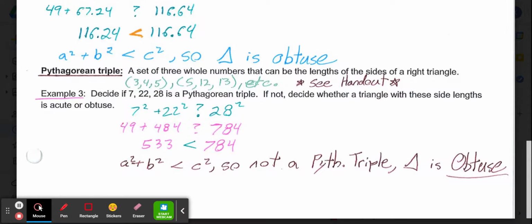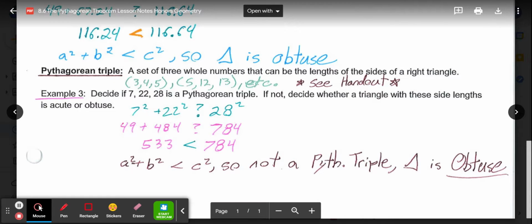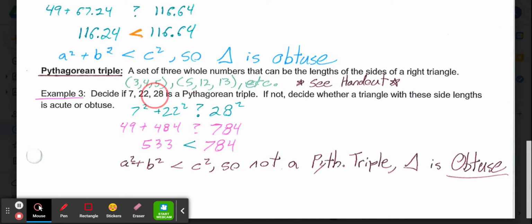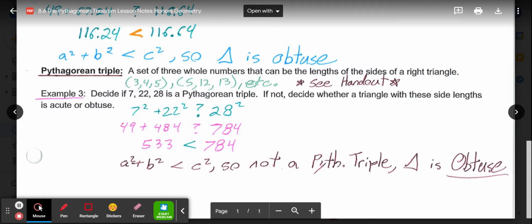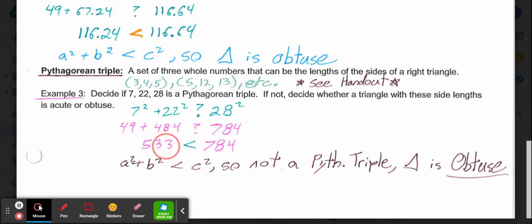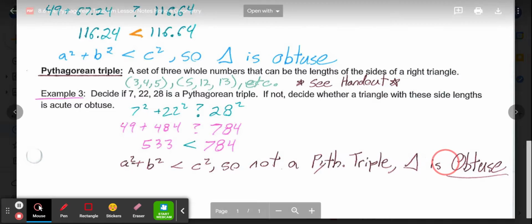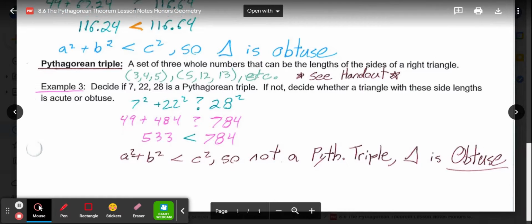But in example 3, we're going to see how we can determine if a set of 3 numbers is a Pythagorean triple. In this case, we have a set that's 7, 22, and 28. So we're checking, does 7 squared plus 22 squared equal 28 squared? 49 plus 484 is 533. 28 squared is 784. So in this case, c squared is greater than a squared plus b squared, so it would not be a Pythagorean triple. And we know this triangle is obtuse.